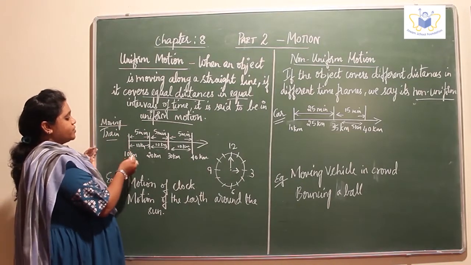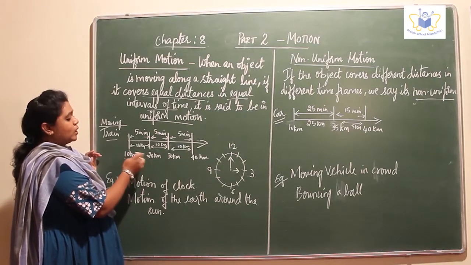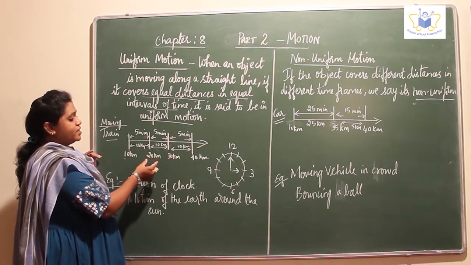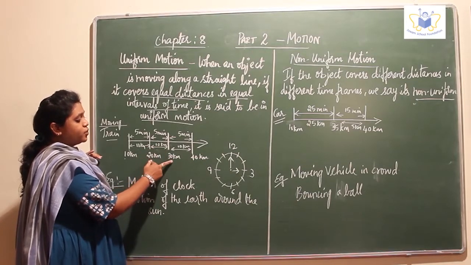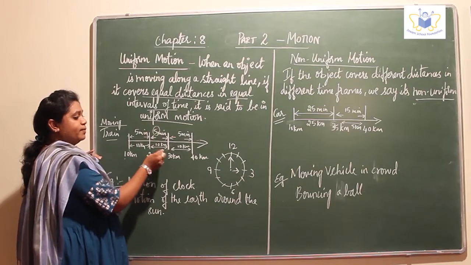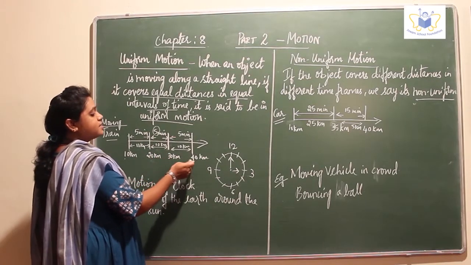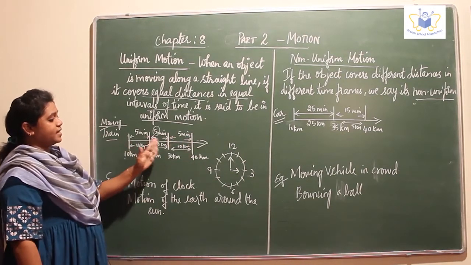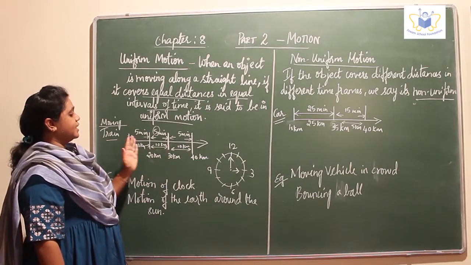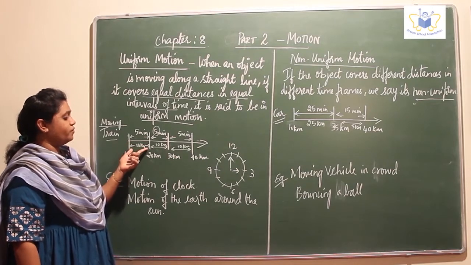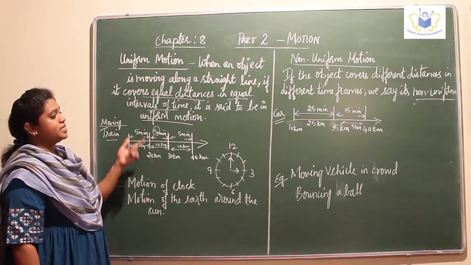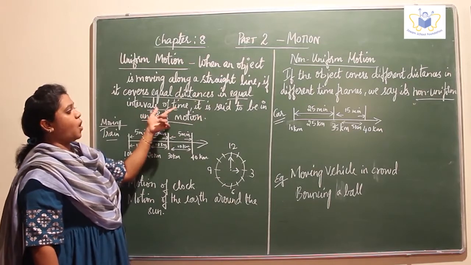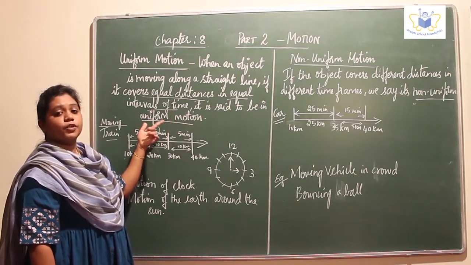A moving train moves from 10 kilometers to 20 kilometers along the tracks. It covers 10 kilometers in 5 minutes. In the next instance, it covers again 10 kilometers, from 20 kilometers to 30 kilometers. It takes again 5 minutes. Similarly, again from 30 kilometers to 40 kilometers, it covers 10 kilometers in another 5 minutes. So in every instance, it takes 5 minutes to cover a distance of 10 kilometers. Such type of motion is called uniform motion, wherein it covers equal distances in equal intervals of time.